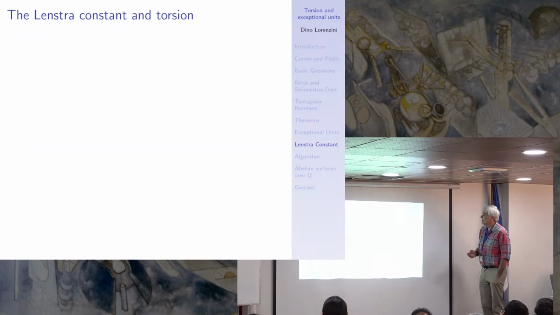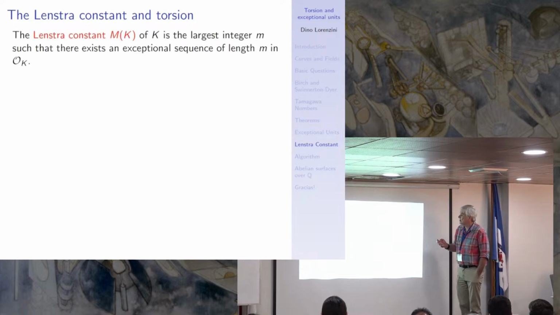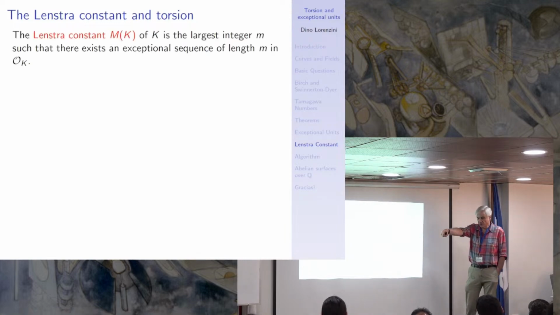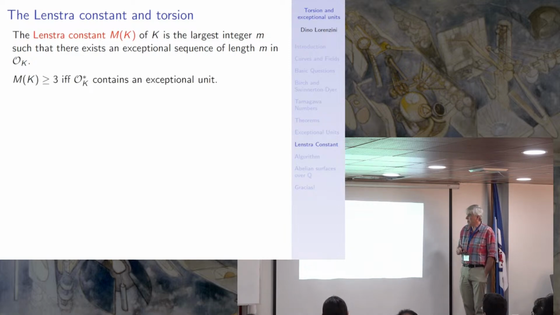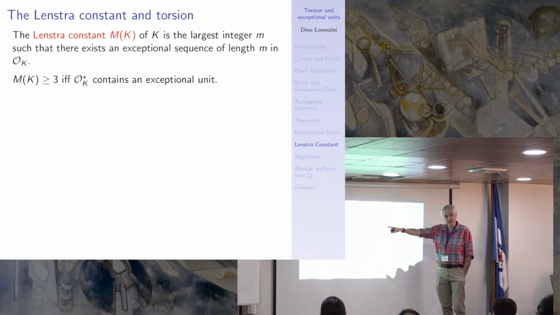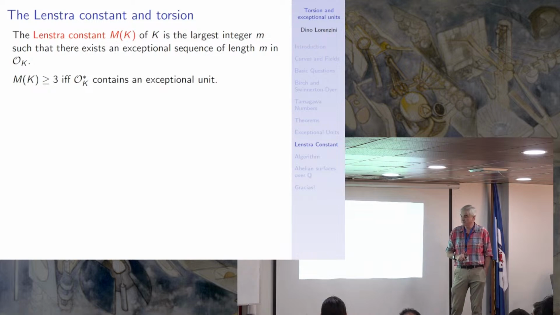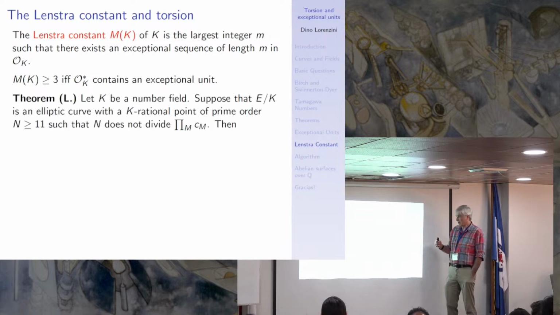All right. So again, the Lenstra constant is the longest sequence that you can find that is an exceptional sequence. And so the theorem that I can prove is the following. I remind you that I'm going to refine the theorem that says it has to be contained in an exceptional unit. That says that the Lenstra constant has to be 3 at least. Okay, so we start like all the other theorems. We suppose we have an elliptic curve with a prime n at least 11, a torsion element of order at least 11, and that we don't have a divisibility.